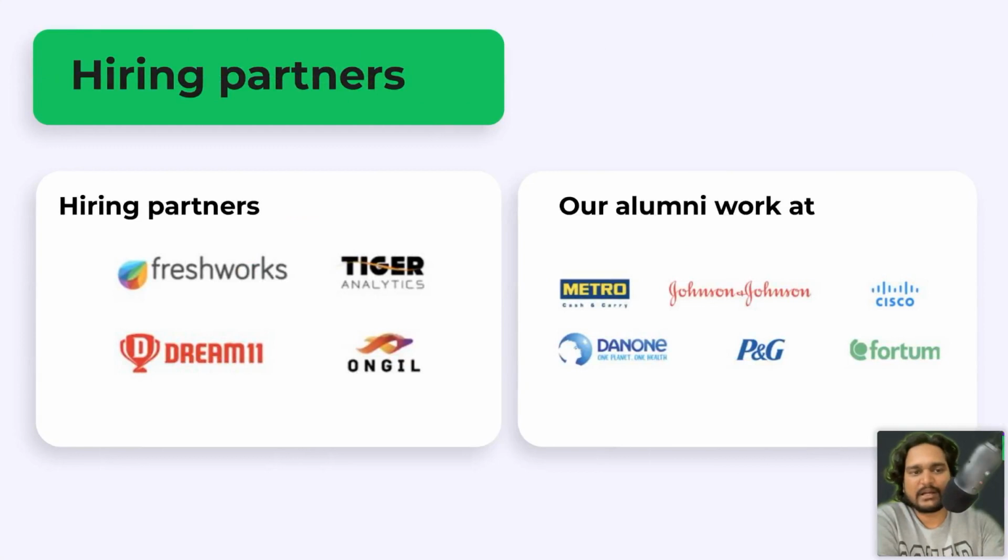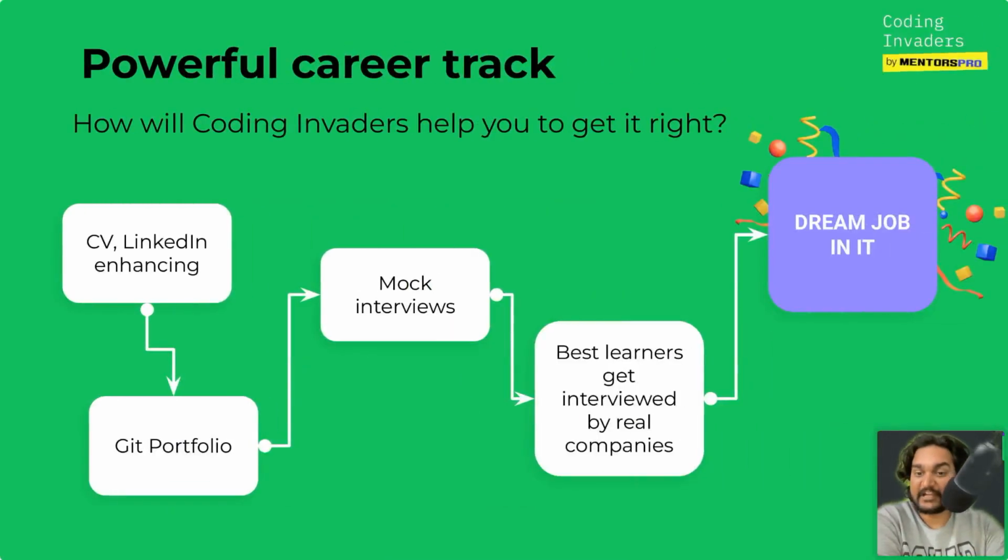If I talk about the hiring partners, we have more than 300 hiring partners. You can have a look at the names: FresherWorks, Tiger Analytics, Stream 11, and a lot more. So we have that powerful career track.